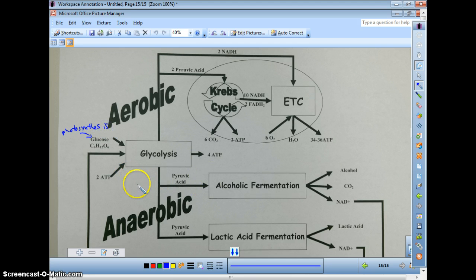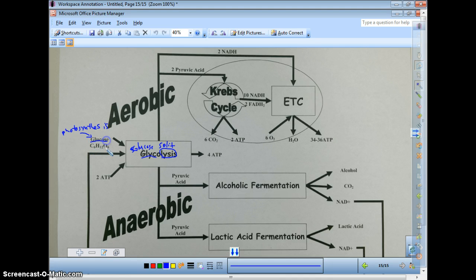All right. Now we're going to start off with looking at the first step of both aerobic and anaerobic respiration, which is glycolysis. What does lysis mean? Okay, so you have glucose splitting.